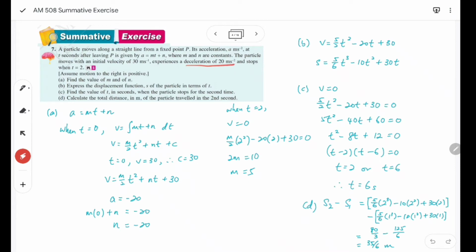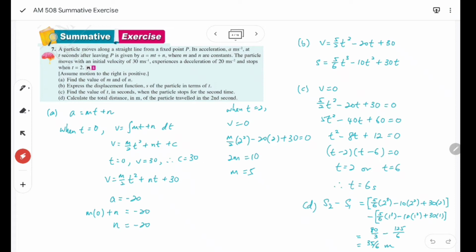it experienced a deceleration of 20 meters per second square. So when t equals to 0, our a equals to negative 20. So sub in the t equals to 0 into the acceleration function, we get n equals to negative 20. Okay, and then the particle stops when t equals to 2. So when t equals to 2, we will experience v equals to 0 because the particle stops. So sub the t equals to 2 into the velocity function that we got. We get m over 2 times 2 squared plus minus 20 times of 2 plus 30. We change the n into negative 20. So we'll get m equals to 5.